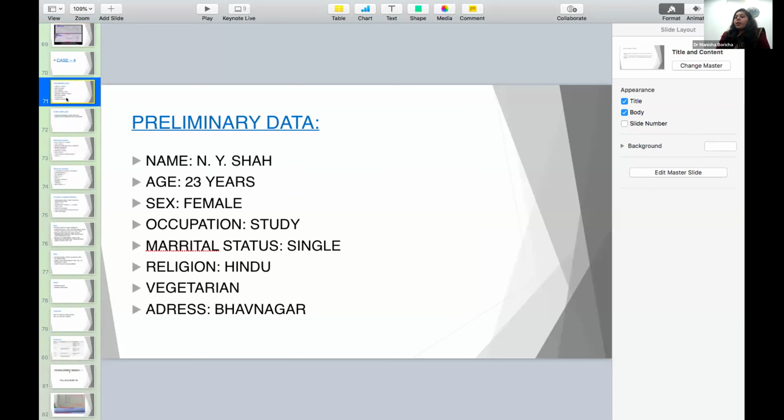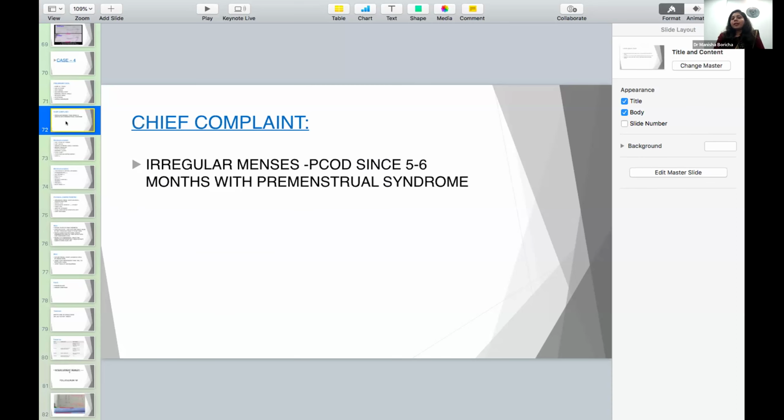Case number 4. It is Anvaisha, 23 years female, a student, single, Hindu, vegetarian, from Bhavnagar, Gujarat. Chief complaint: irregular menses, PCOS since 5 years, and since 5 to 6 months premenstrual syndrome.